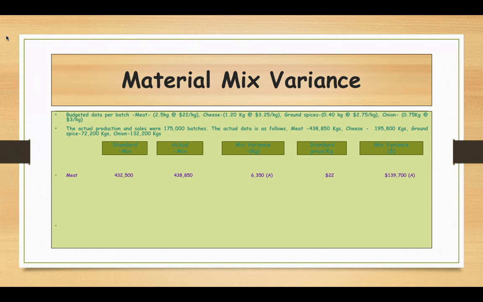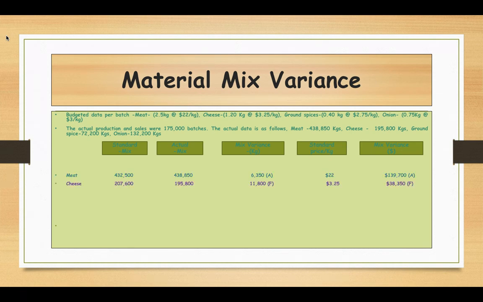Now we need to convert that into money value. So the standard price per kilogram of meat is $22. So 6,350 times 22. The mix variance in dollars for meat is $139,700 adverse. So we are going to do the mix variance calculation for the rest of the ingredients.